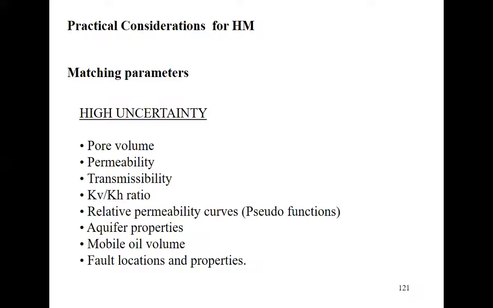So we also have uncertainties. Generally, whatever we do, we try to do our best to make a very good static model and dynamic model. We are always doing our best, but we always have uncertainty. So we have high uncertainties and low uncertainties.